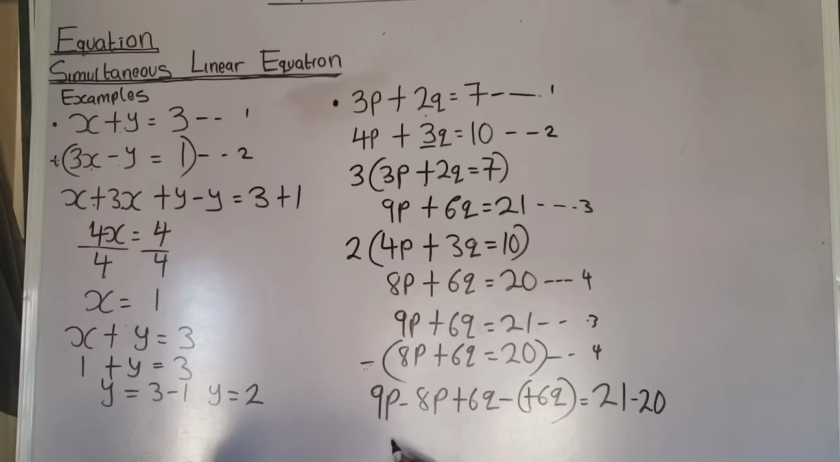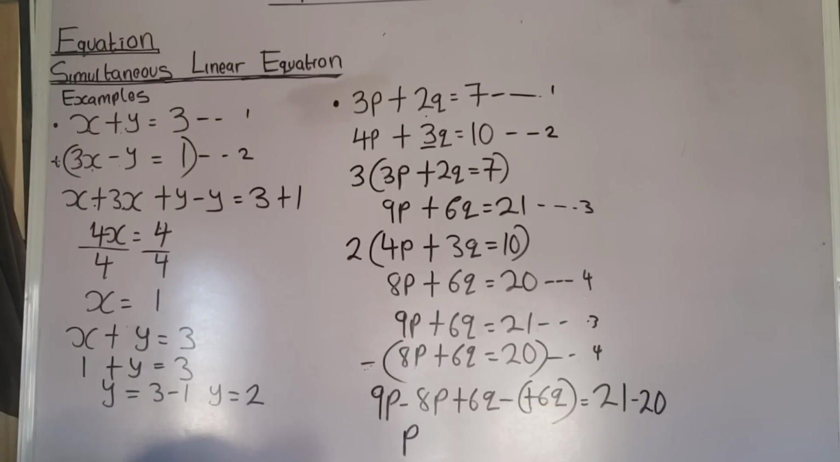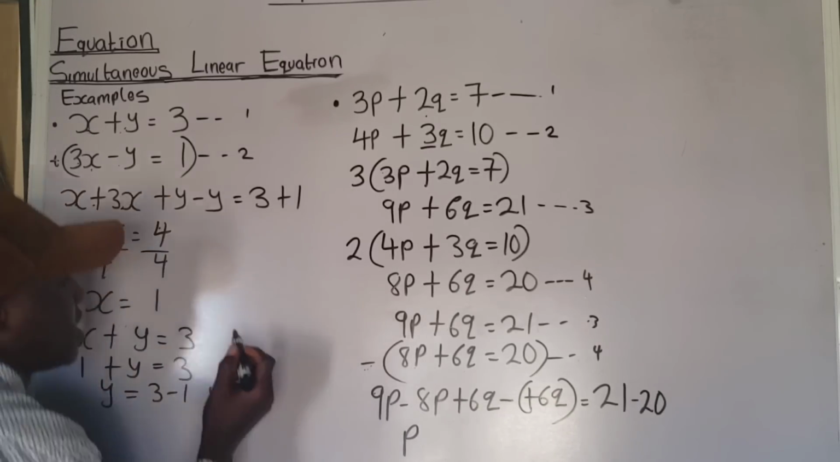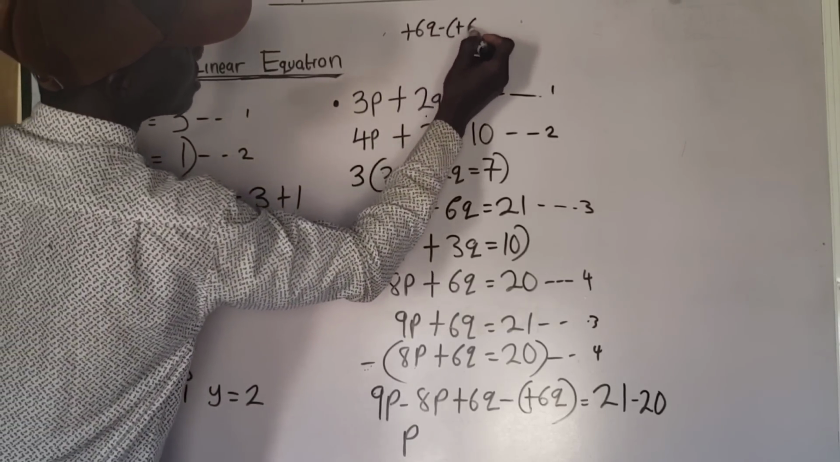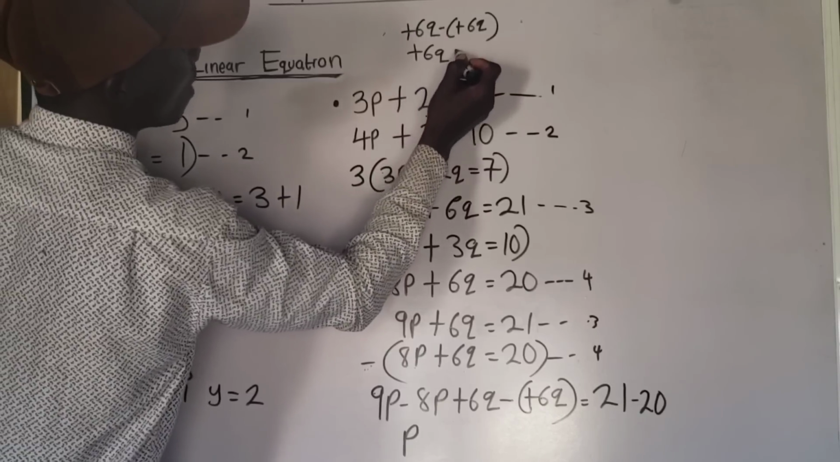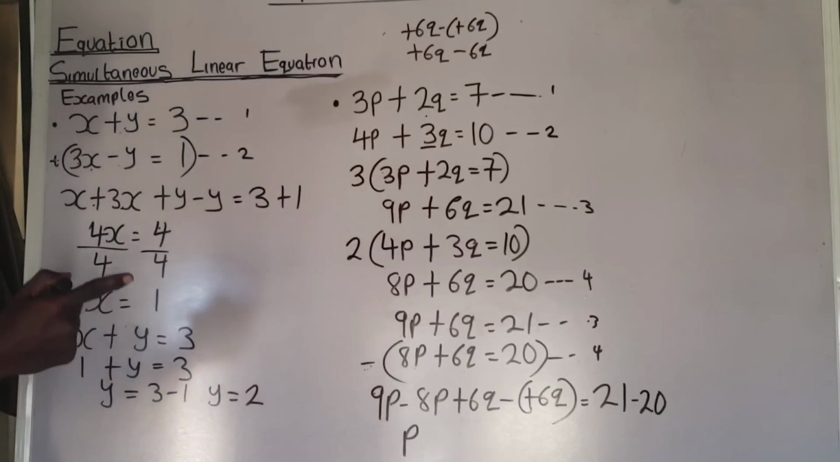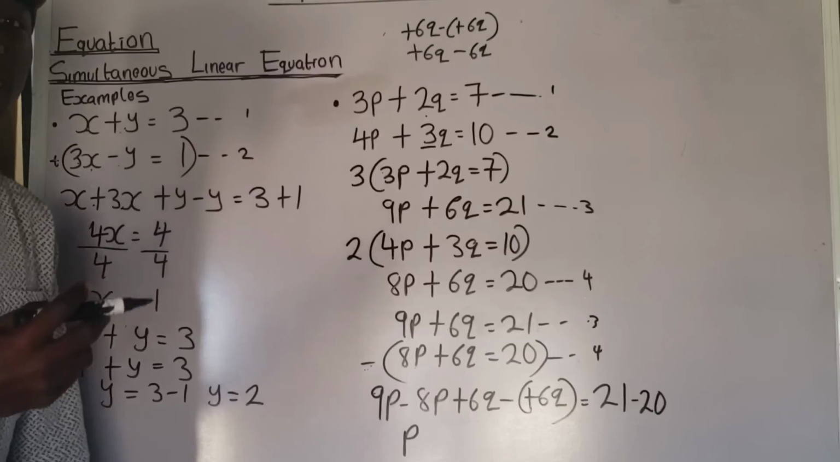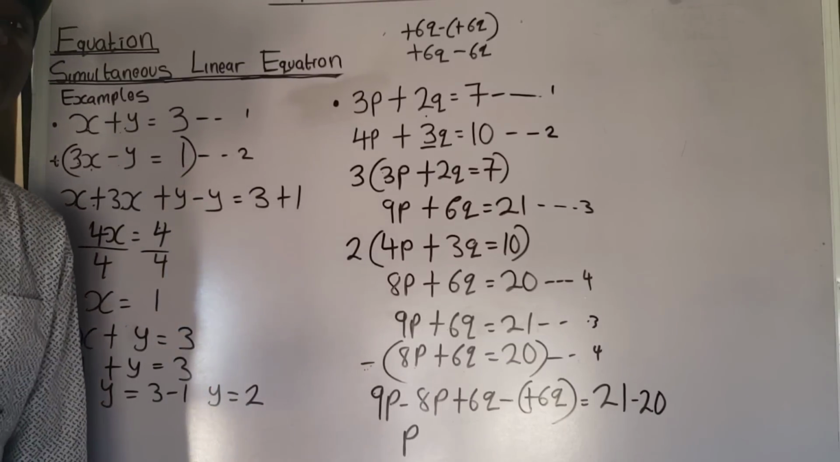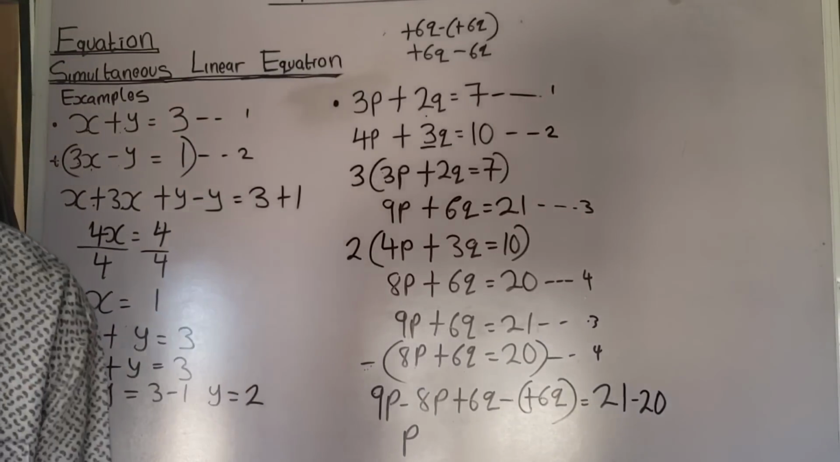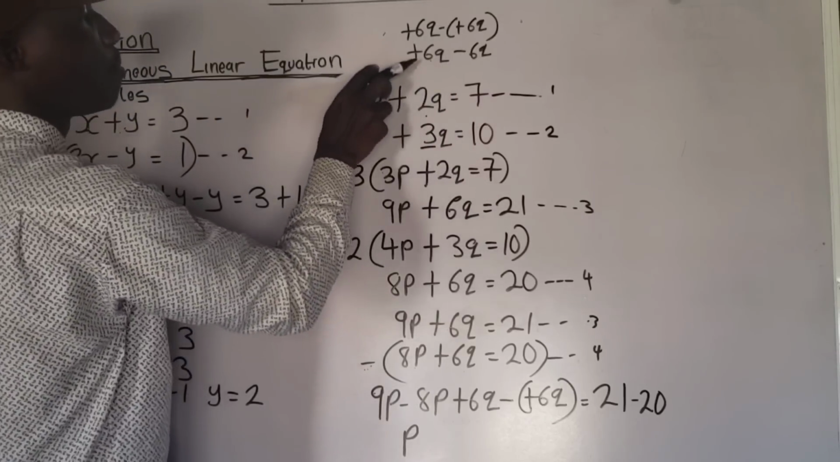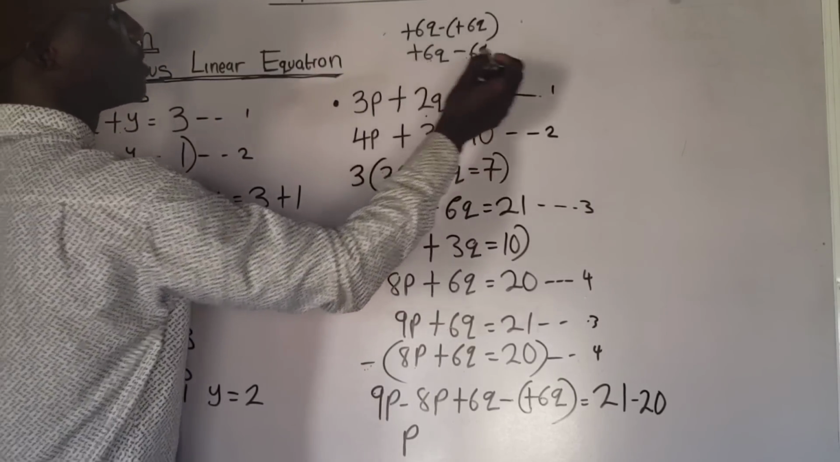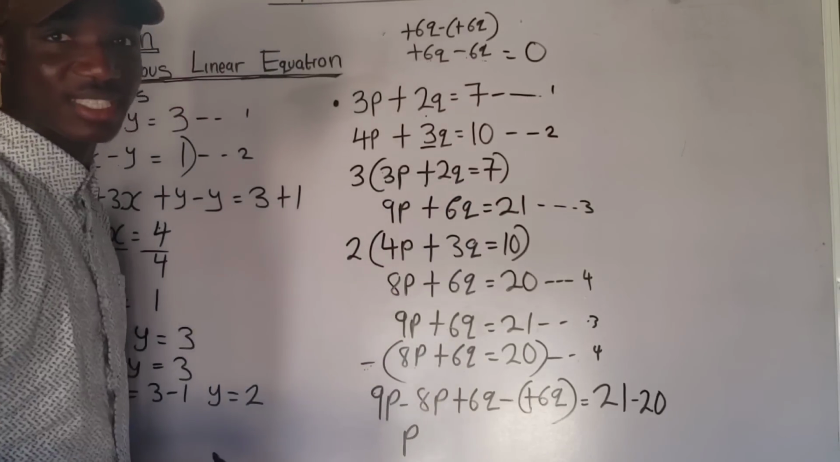9p minus 8p will give us p, which is also the same thing as 1p. Let's proceed. Plus 6q minus plus 6q. That will be plus 6q minus 6q, because remember, in our previous class, we learned the product of signs. When we multiply a number that has a negative sign and a number that has a positive sign, the result will be negative. So positive 6q minus 6q will give us 0. That means I've already eliminated q.